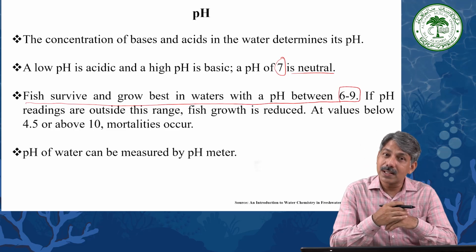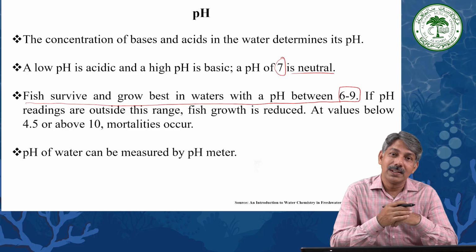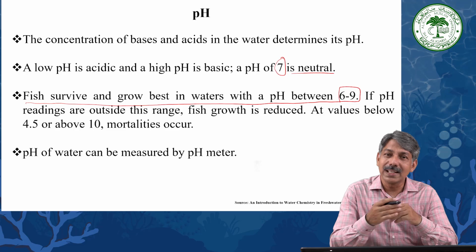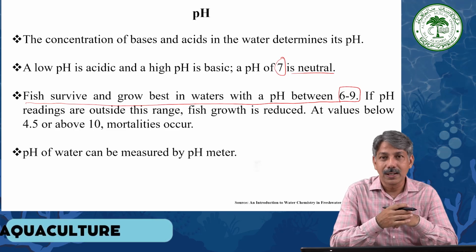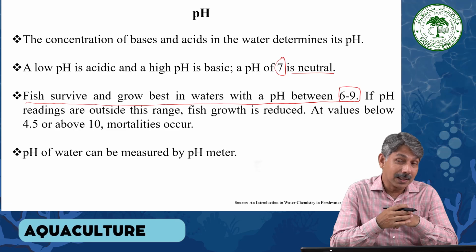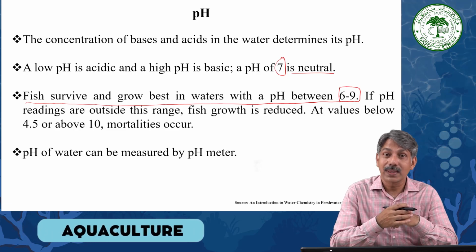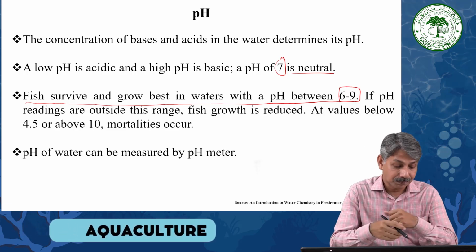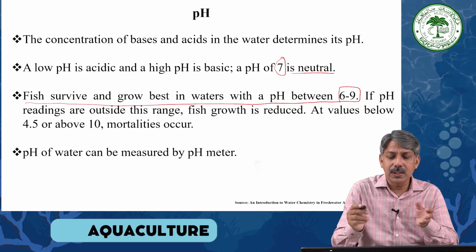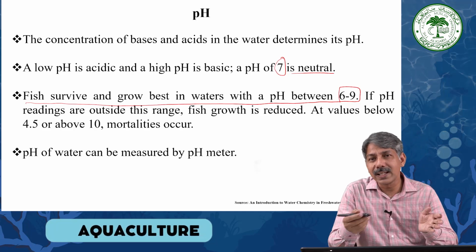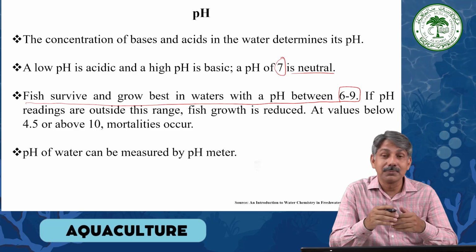If water pH goes below and reaches acidic condition, many aspects of the fish life cycle will be affected, and fish growth will, of course, be compromised. And if it goes drastically down, then they may die also. Mortalities may also occur.